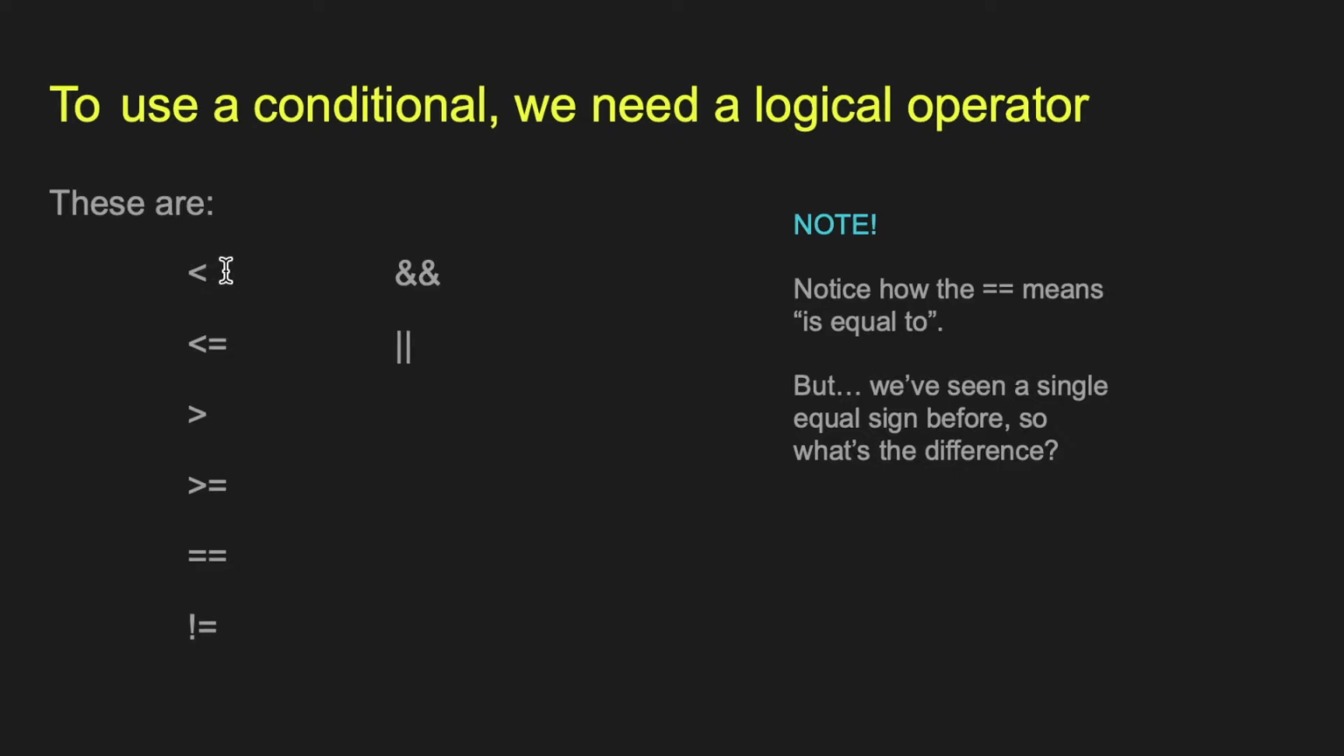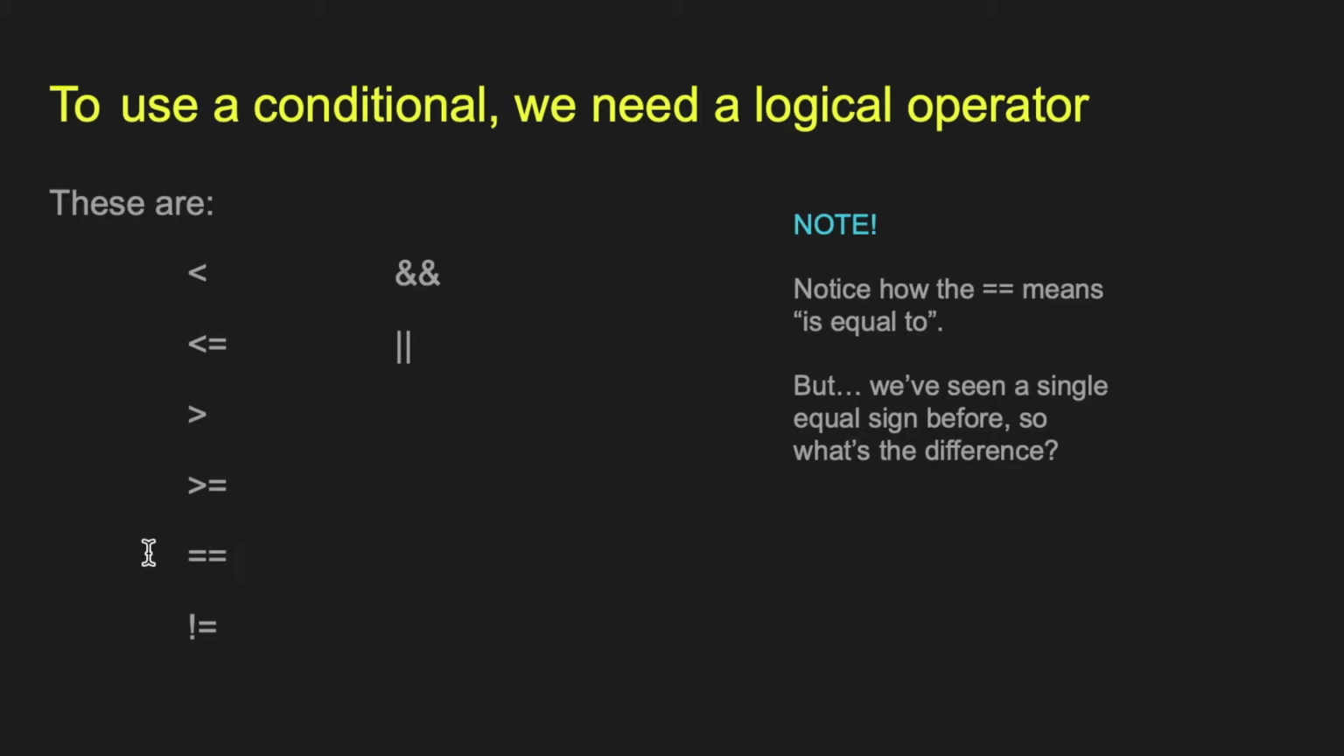So these are less than or equal to, greater than or equal to, which I have a little note about, and then is not equal to. And this means and, and this means or. A little note about the equal sign is that notice how there's a double equal sign, but you've seen a single equal sign before, like when you say x equals 5.